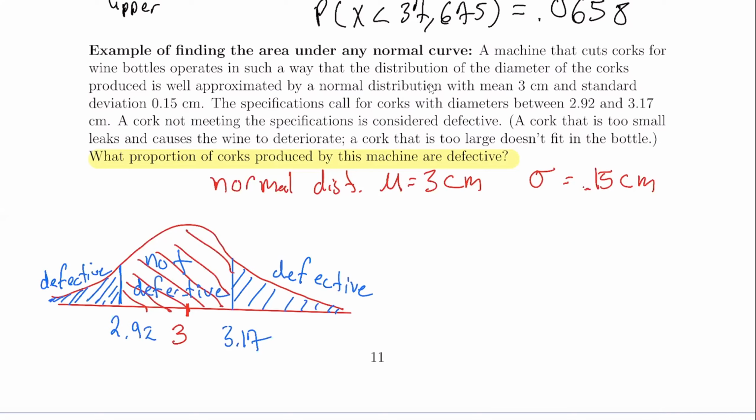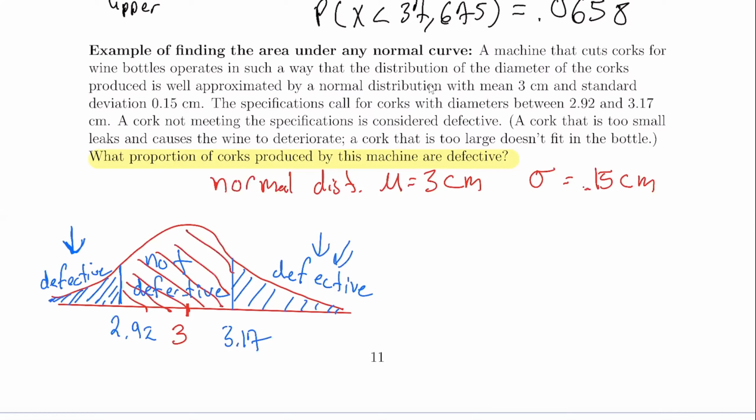Because if I find this probability and then find this probability, I'm going to have to add those two probabilities. So I'm going to have to do the normal CDF twice, once for the left tail and once again for the right tail. But what I could do is find the probability of the middle, which tells us how many corks are not defective. Then you take the complement of that, and that will tell me how many corks are defective. So we're going to go ahead and do that approach. Any question in regard to that so far?